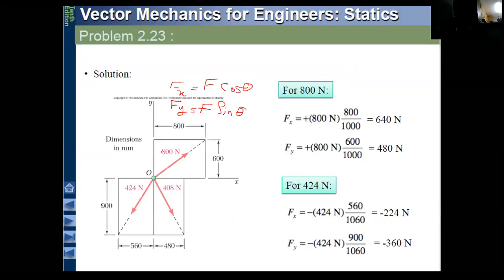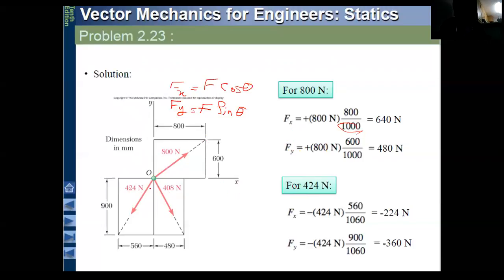So for the 800 Newton vector, we have to multiply the magnitude 800 by cosine of theta, which in this example is 800 over 1000, and 1000 is the hypotenuse of this triangle that you can calculate by the Pythagorean rule. So we are going to derive F of x and F of y with this procedure.